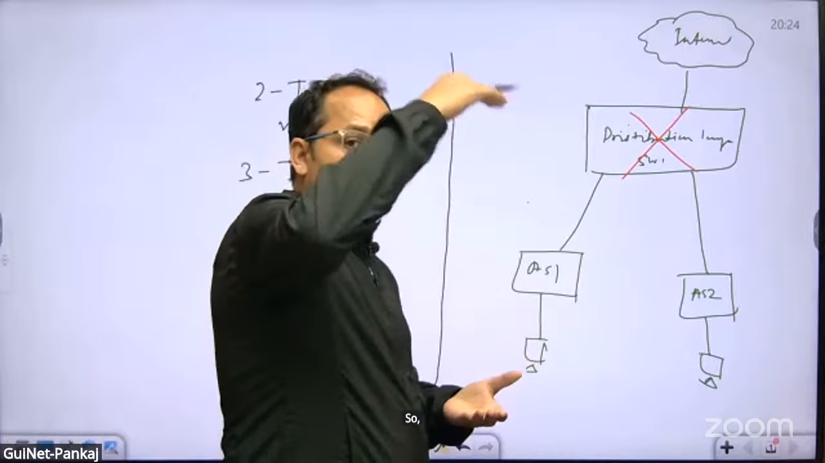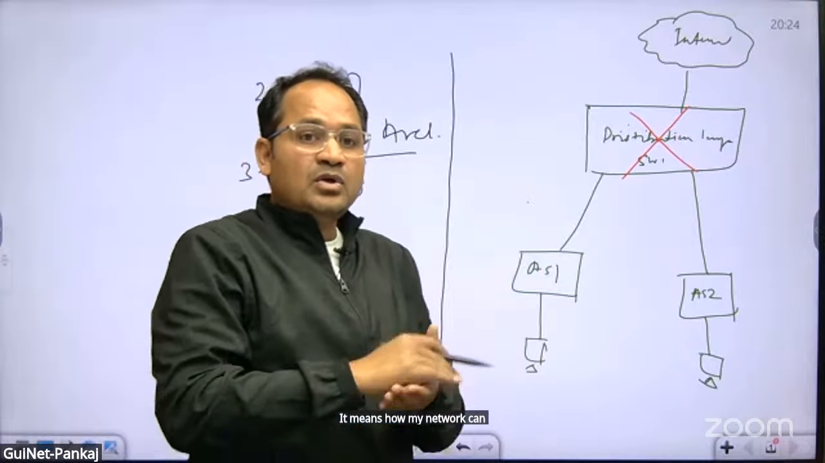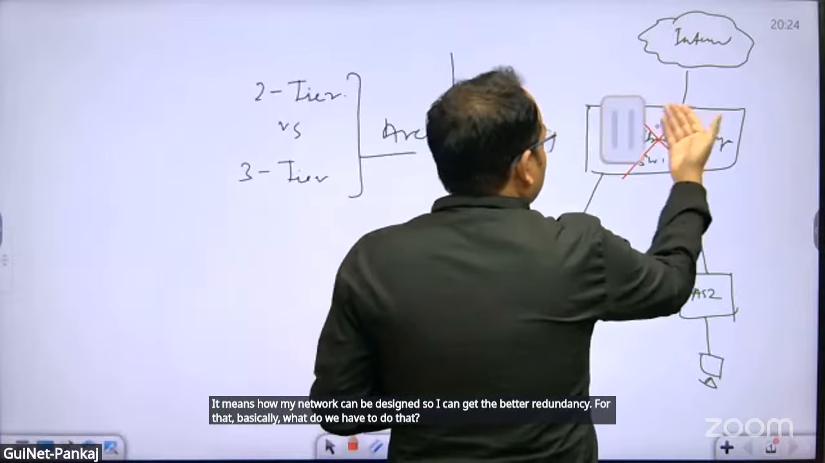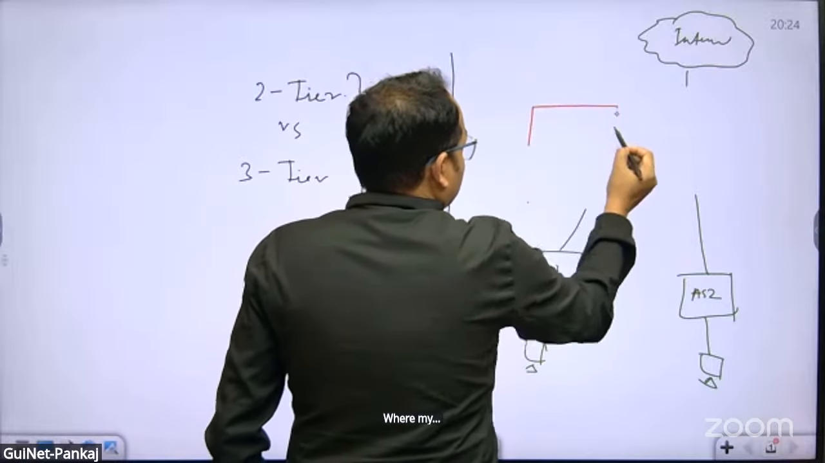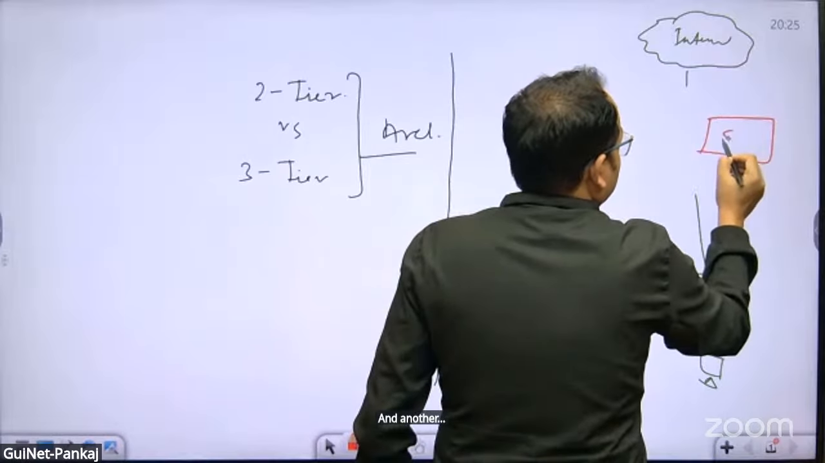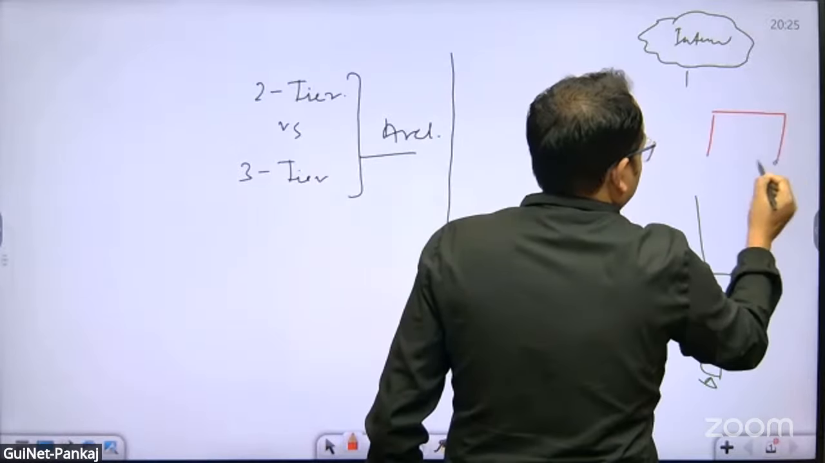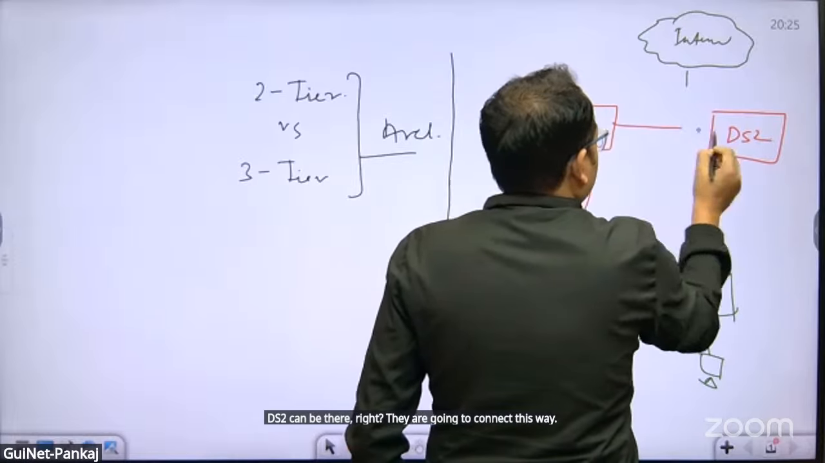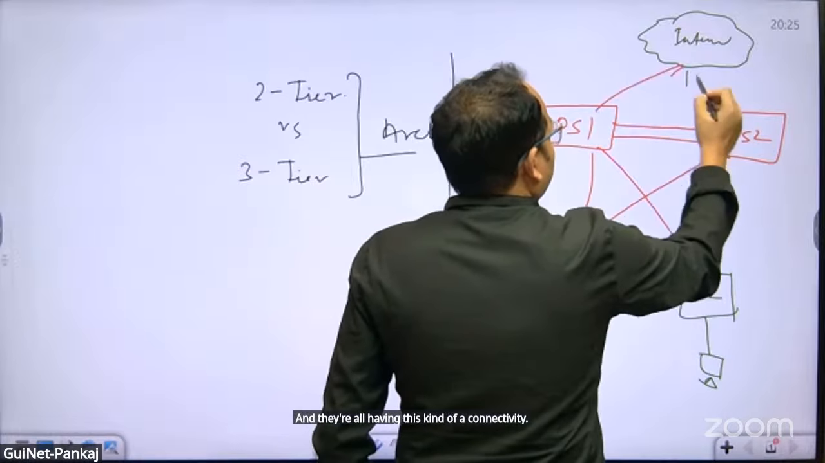So at this layer you have to think about redundancy, meaning how my network can be designed so I can get better redundancy. For that, we have to use the dual switch scenario, where my DS1 switch can be there and another DS2 switch can be there. They are going to connect this way, and they might be connected to each other as well, all having this kind of connectivity, and we might have the internet connectivity.